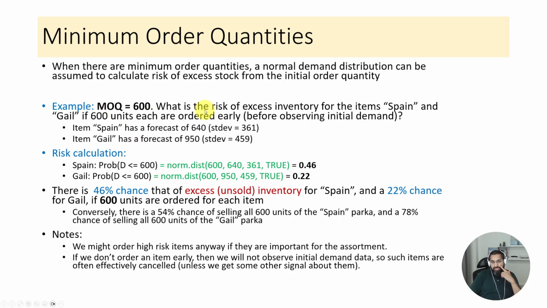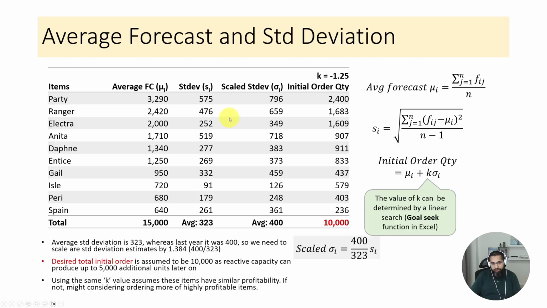Let's say the minimum order quantity is 600. So you have to order 600. Now, what if we order at least 600 of each SKU? What is the risk that we're going to end up with extra pieces of Spain and Gale if we order 600 units each? So look at Spain. The forecasted demand is 640, standard deviation is 361. And Gale has 950 and 459.